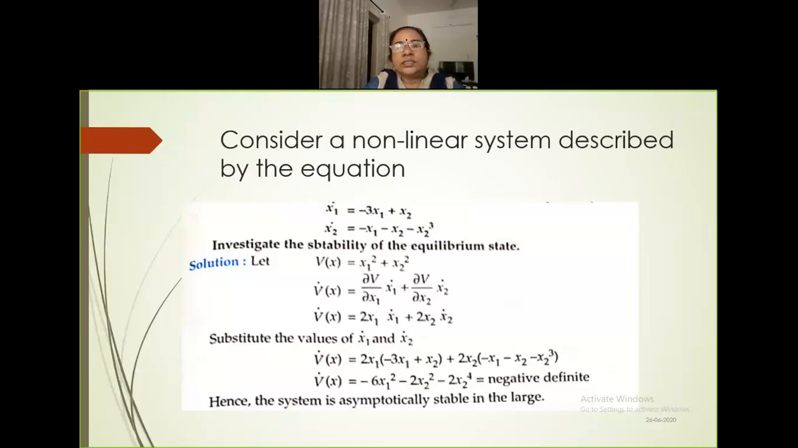Consider a nonlinear system described by the equations x1 dash is equal to minus 3x1 plus x2, x2 dash is equal to minus x1 minus x2 minus x3 cube. Investigate the stability of the equilibrium state. Okay.